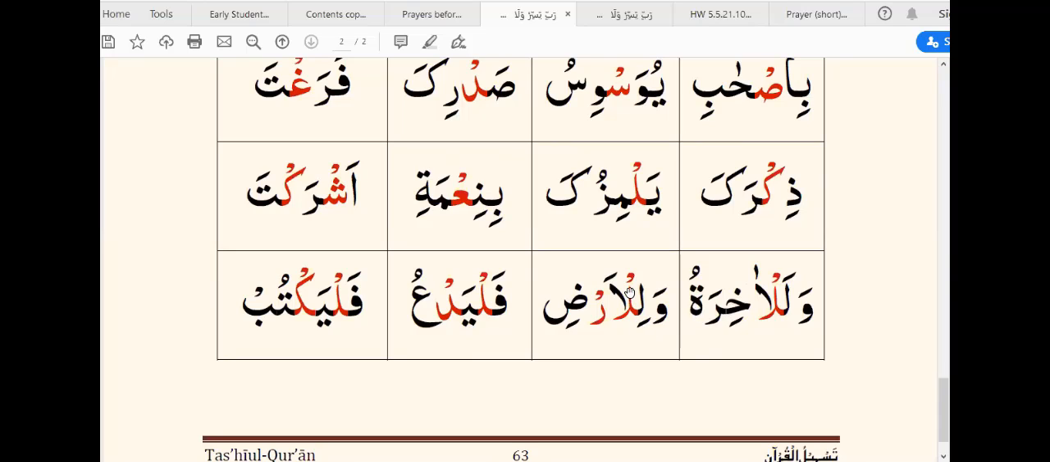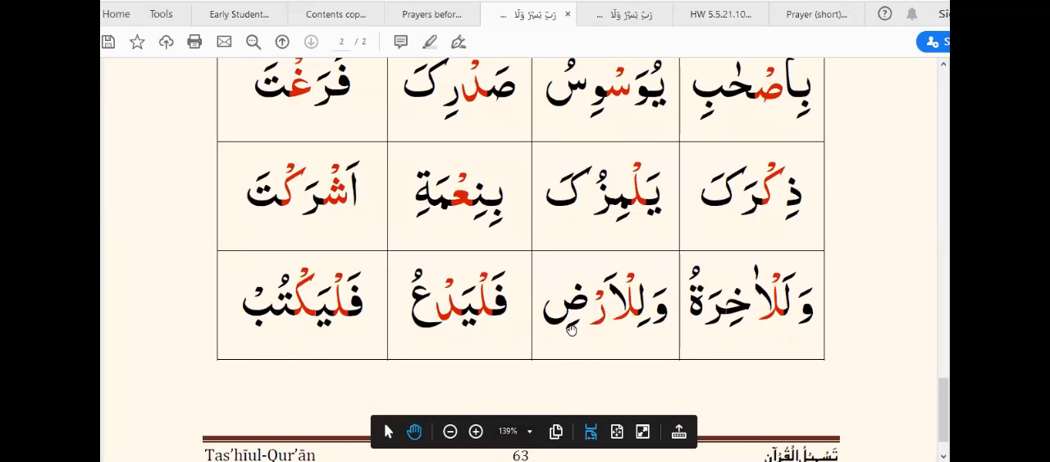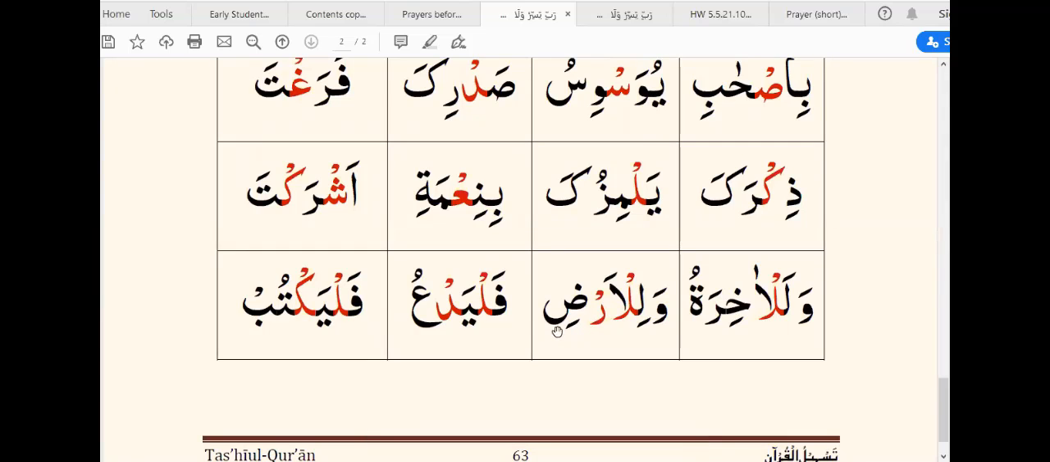Well done. Over here we have letter lam and letter ra with sukoon. Walil arzi. Well done. Letter lam with the sukoon and letter dal with the sukoon. Falyad'u. Good. And letter lam with the sukoon and letter kaf with the sukoon. Falyaktub. Fal. Yaktub.